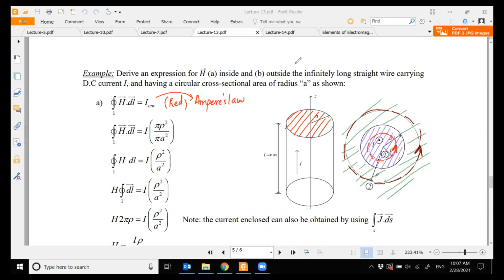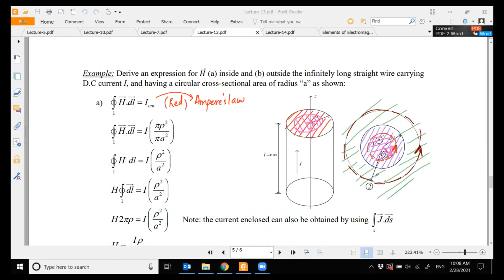Now we only need the current which is carried in this region. And this region has a radius of rho. We want only the current carried in this region because this circle is my Ampere in loop, which is of radius rho. So I only want the part of the current which is in this region.